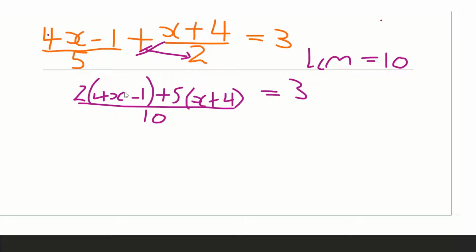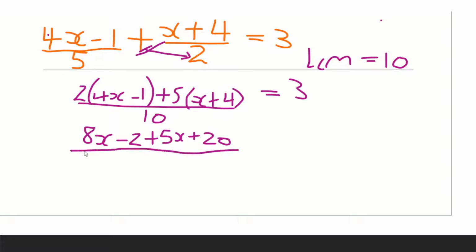So we're going to have 2 times 4x, that's 8x, and we have minus 2 times 1, that's minus 2, plus 5 times x, that's 5x, plus 5 times 4, that's 20, and that's all over our LCM, which is 10, and that's equal to 3.